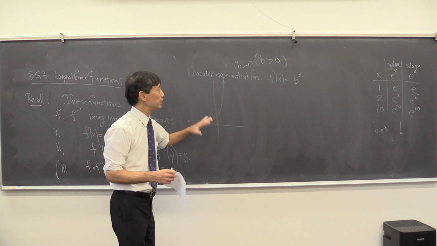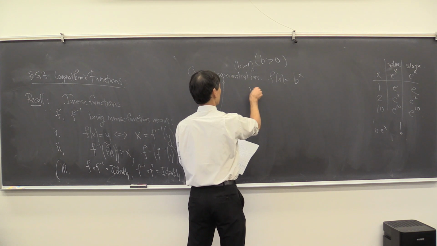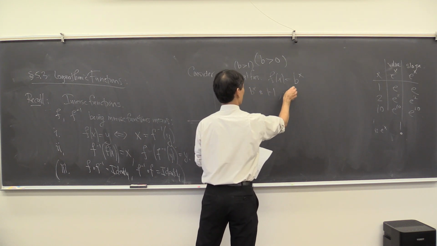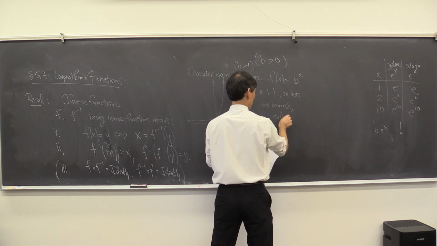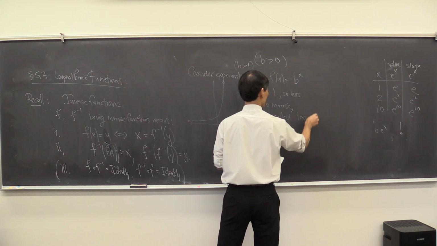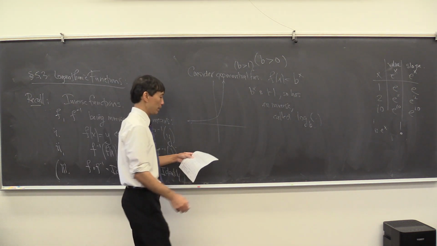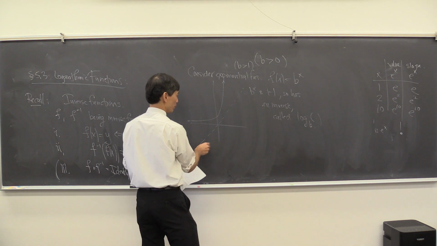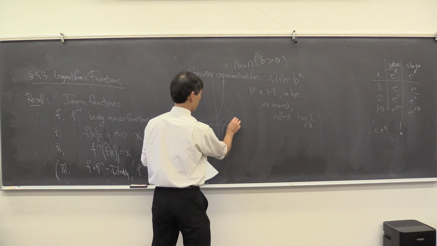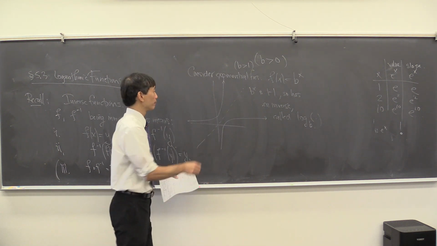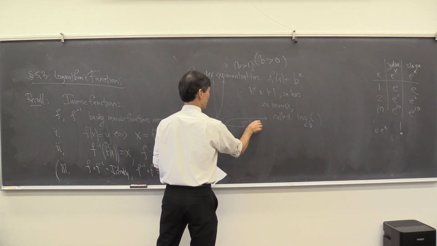This is a one-to-one function, and so it's got an inverse function, right? b to the x is one-to-one, so it has an inverse called log base b. Okay, and you know that the graph of it is going to be the reflection, right? So it's going to look something like that. So this is y equals b to the x. This is y equals log base b of x.